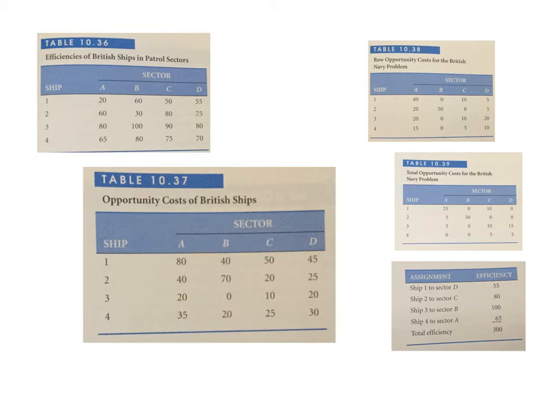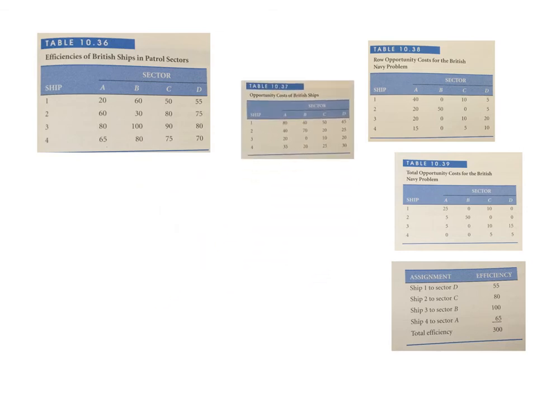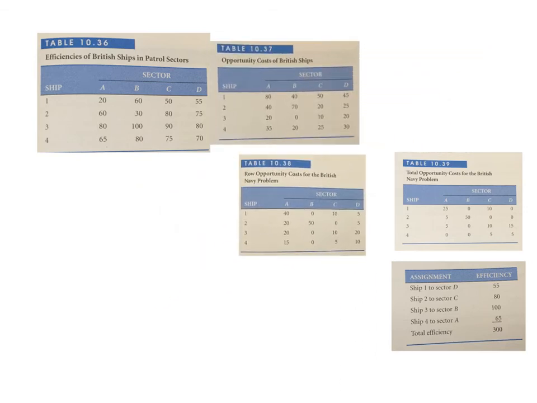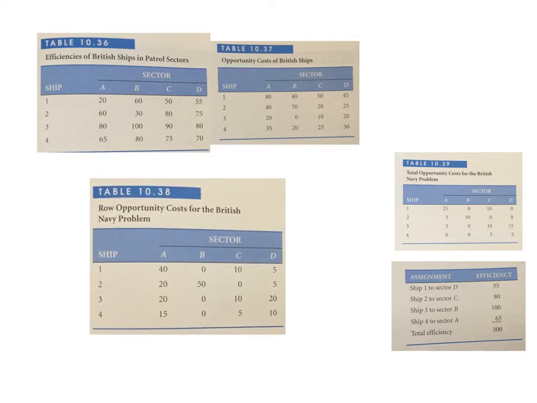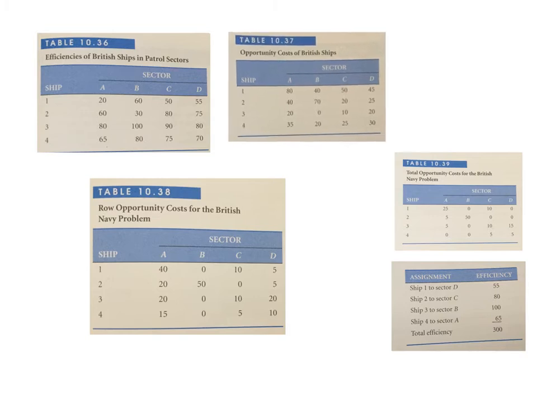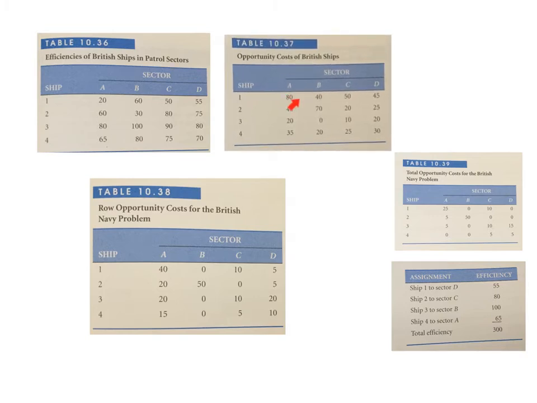The next step is we are going to proceed as before. This is the row reduction. In this table, the minimum for this row is 40. So 80 minus 40 is 40, 40 minus 40 is 0, 50 minus 40 is 10, and 45 minus 40 is 5. Same thing for the rest of the rows: identify the minimum in each row and then take every value minus that minimum value. So we get these values here in this table.